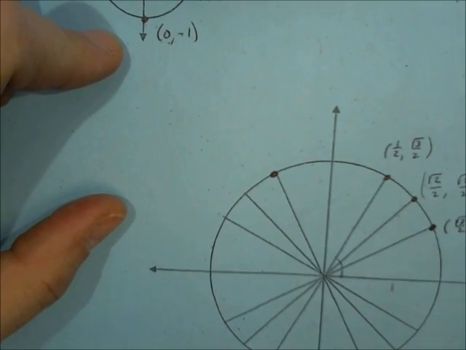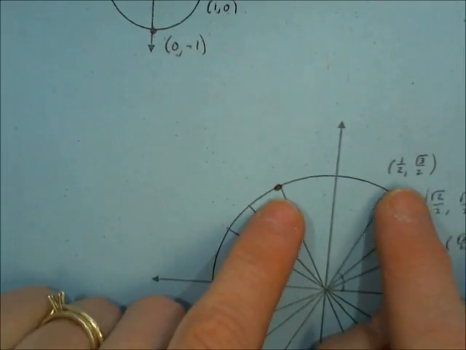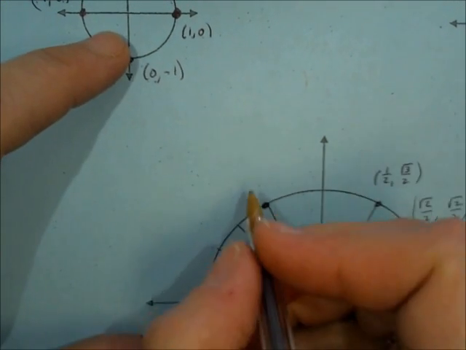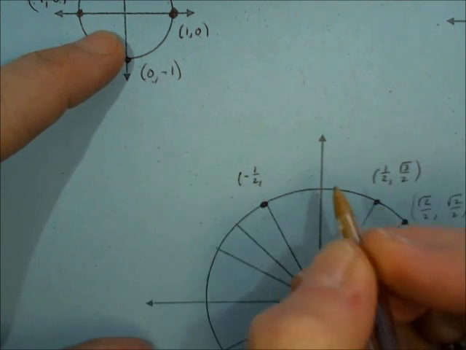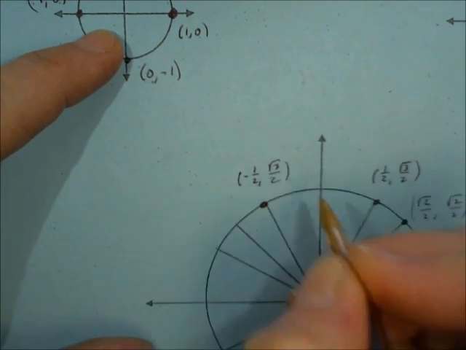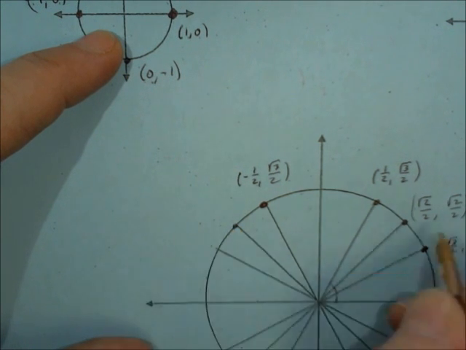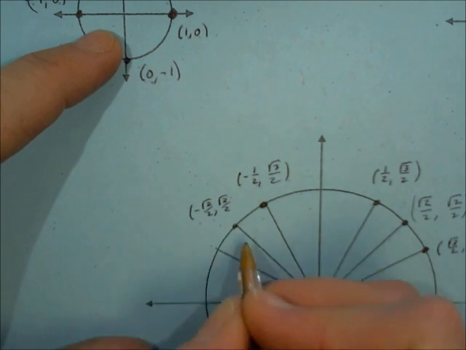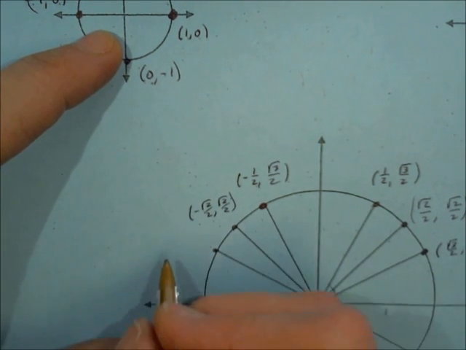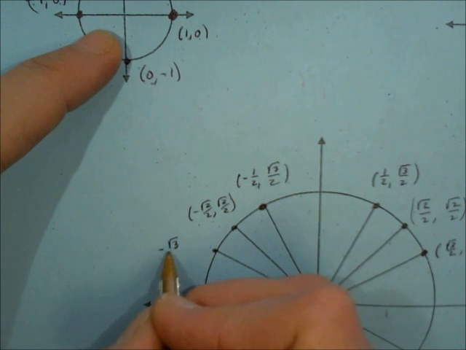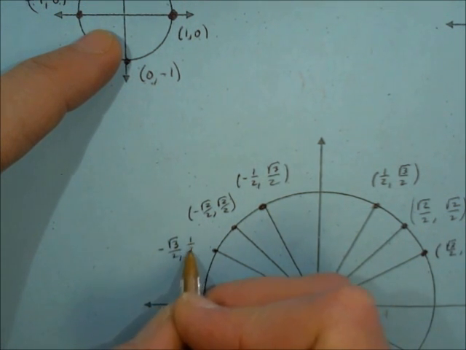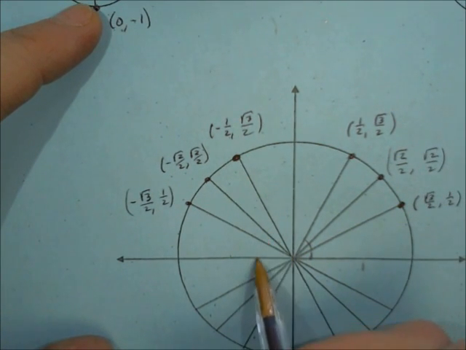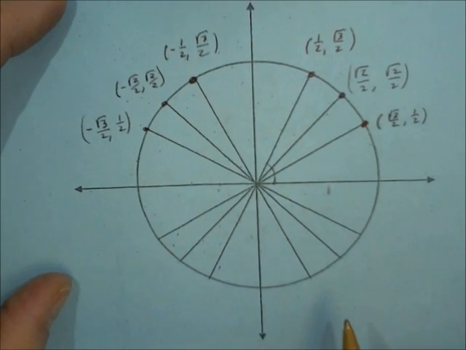Over here, now from symmetry, these 2 points are going to be the same. The only difference is the x is going to be negative. So we have negative 1/2 and positive square root of 3 over 2. Down here, we have negative square root of 2 over 2, positive square root of 2 over 2. And down here, we have negative square root of 3 over 2, positive 1/2. So here's the 60-degree, the 45-degree, and then the little 30-degree from the other page.